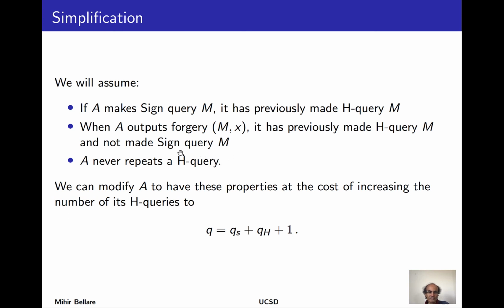It's also useful to assume that H queries are not repeated. It never helps to repeat because you just get back whatever you got before. So we'll assume it never happens. How do we make all these conditions true? We just make small modifications to A, throwing in extra hash queries or memoizing them as necessary to make this true. It has a small cost. We can now think of A as making this many hash queries. Effectively, Q sub H is replaced by this Q over here.